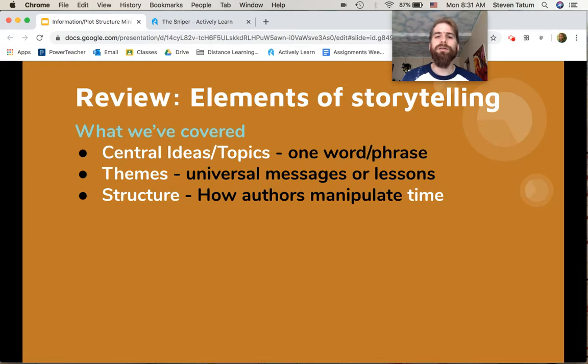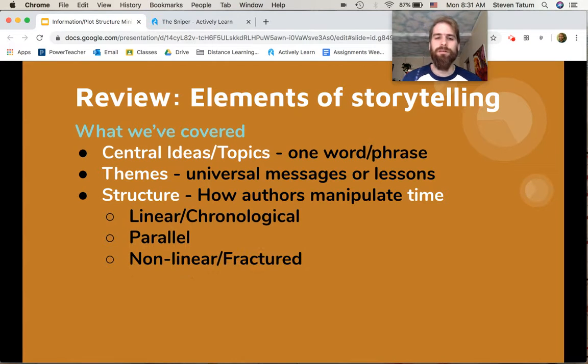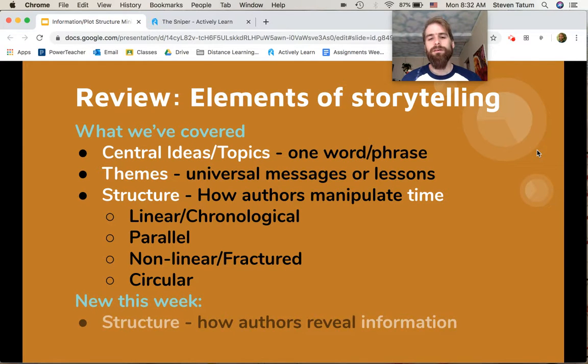Last week, we covered one aspect of text structure, which is how authors manipulate time in different ways. We talked about these 4 different text structures as far as time goes. And new this week, we're going to be looking at how authors reveal information.